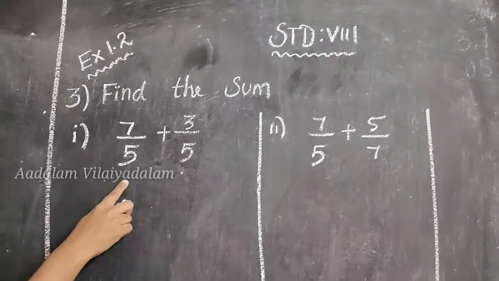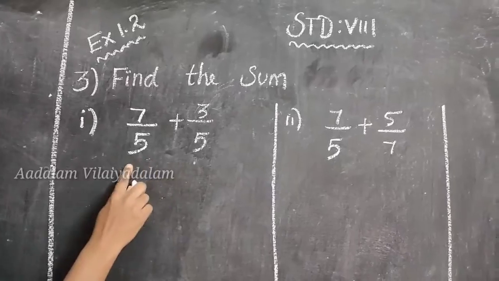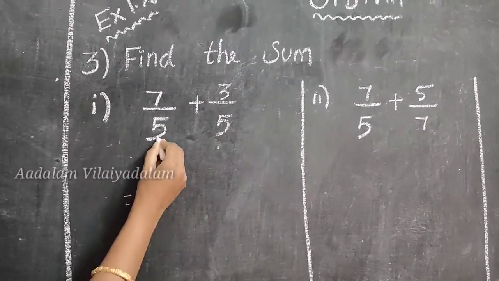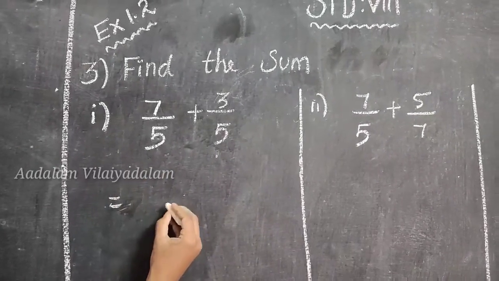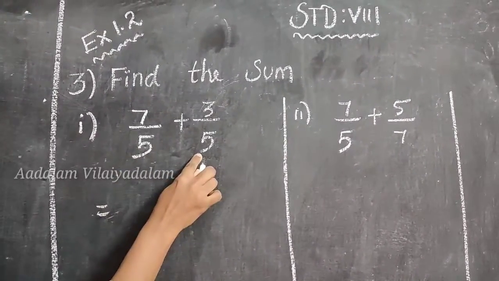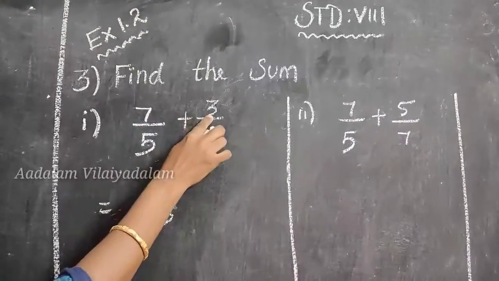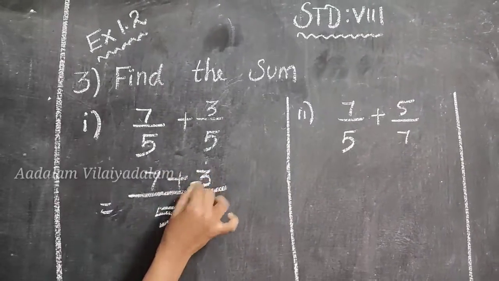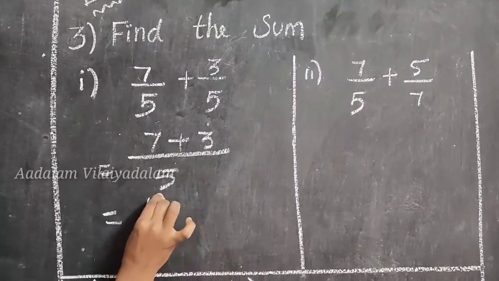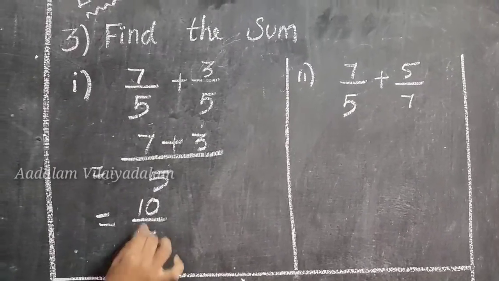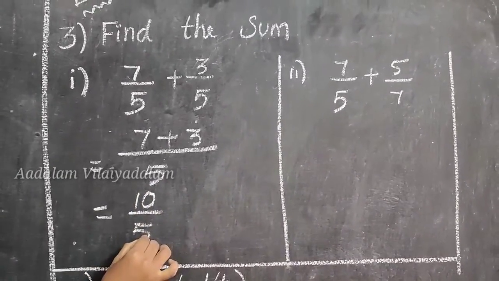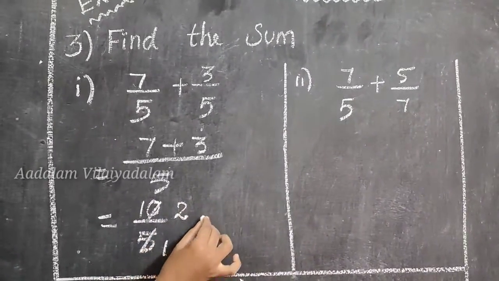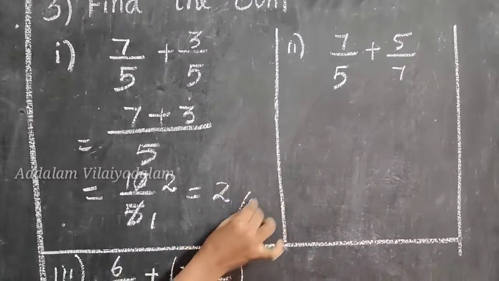7 by 5 plus 3 by 5. Here they are like fractions only, so the denominator is the same. First you write the common denominator 5. If the denominator is the same, you add the numerators as they are. So 7 plus 3, what is the answer? 10 divided by 5. In 5 and 10, the 5 table is common. So 5 ones are 5, 5 twos are 10. So 2 divided by 1, the answer is 2.